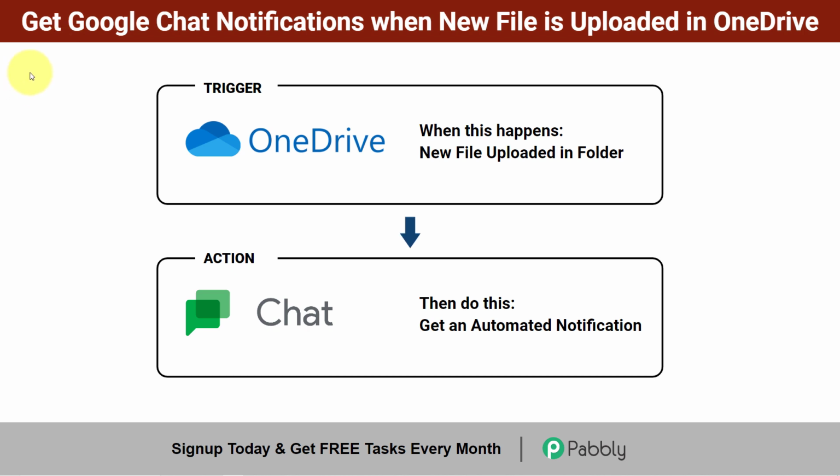In this video, I'll show you how to get Google Chat notifications automatically when a new file is uploaded in OneDrive. So the idea here is whenever any of your team members uploads a file into a OneDrive folder, you can get an automated notification on Google Chat about the very same file upload.